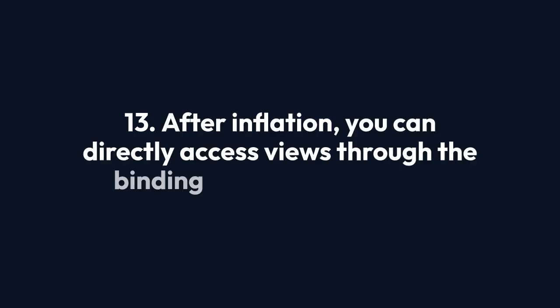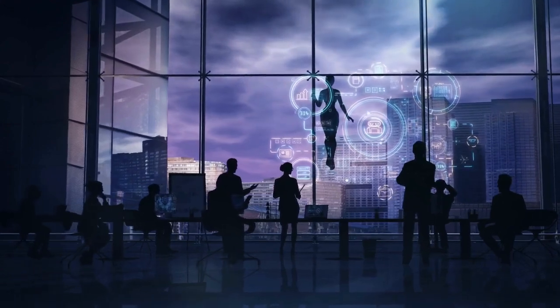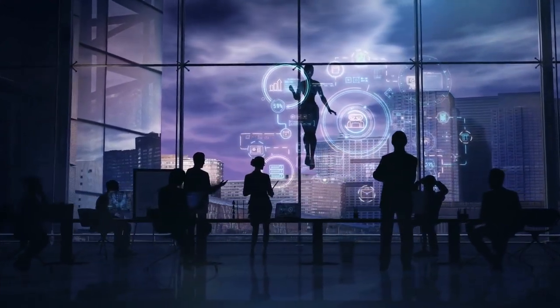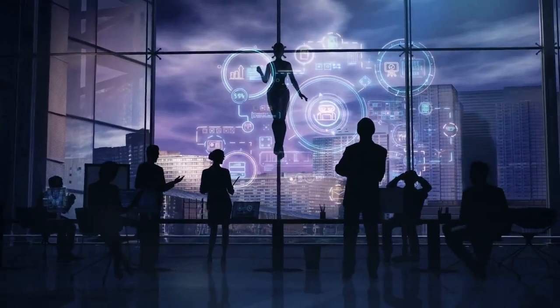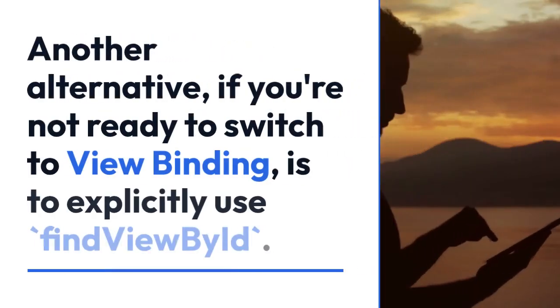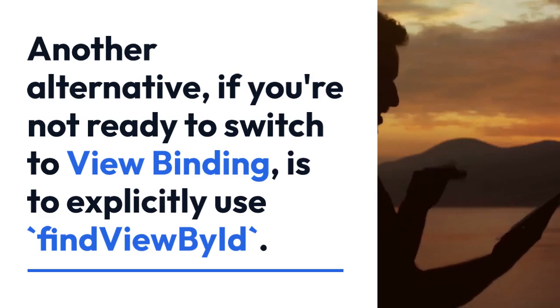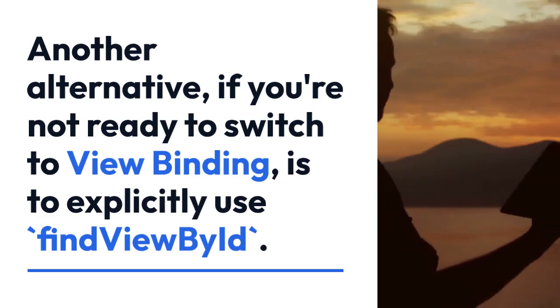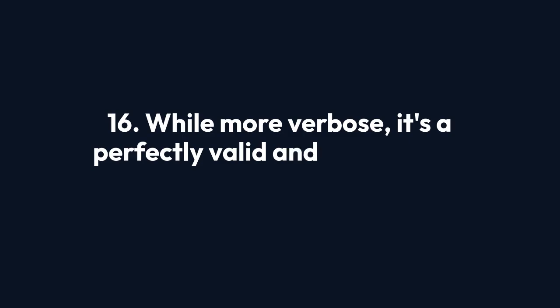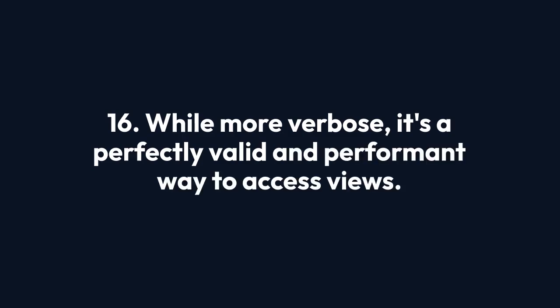13. After inflation, you can directly access views through the binding object, for instance, `binding.myTextView.text = "hello"`. 14. This approach offers the same convenience as synthetic properties, but without the performance overhead. 15. Another alternative, if you're not ready to switch to view binding, is to explicitly use findViewById. 16. While more verbose, it's a perfectly valid and performant way to access views.